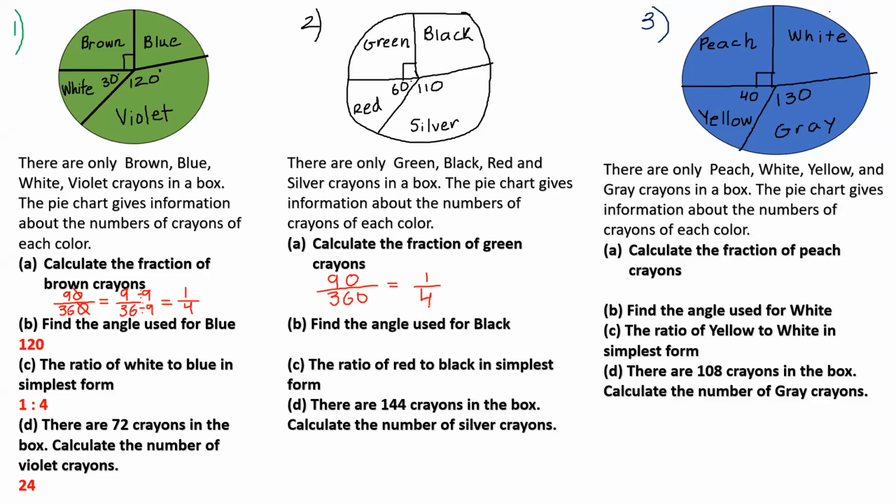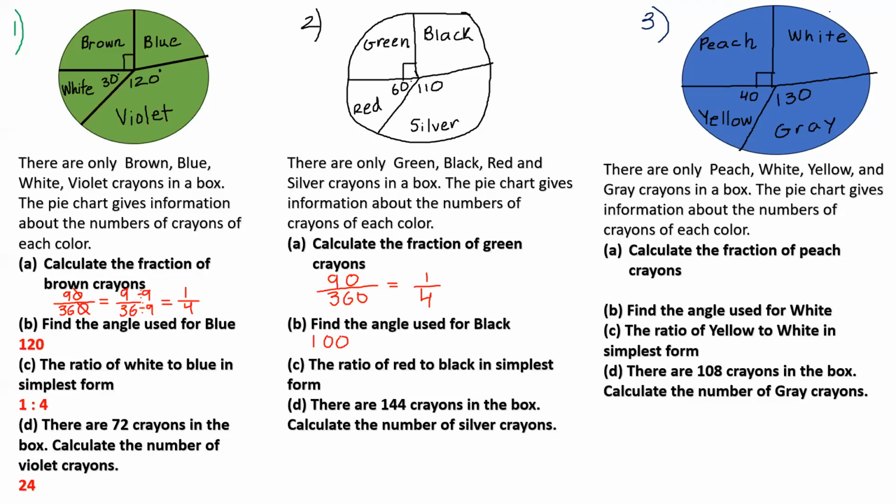I need a photo of your work, please. Find the angle used for black. What is that? 360 minus what? 90 plus 60 plus 110. It's going to be equal to what? Which did you all get for that one? 260. I mean the final answer. Oh, 100. Very good. Anyone else got 100? Yes, I did. Good.